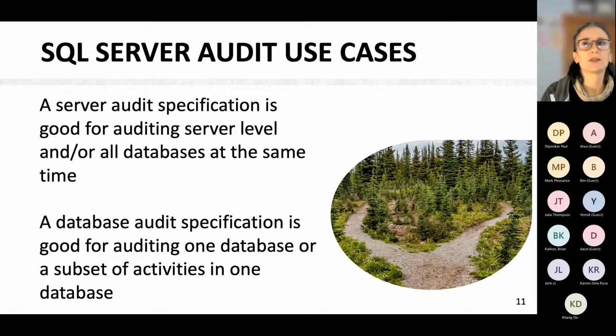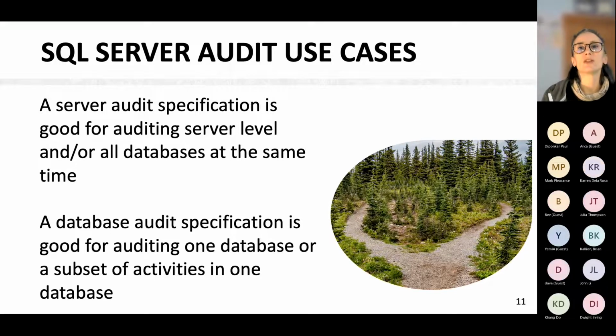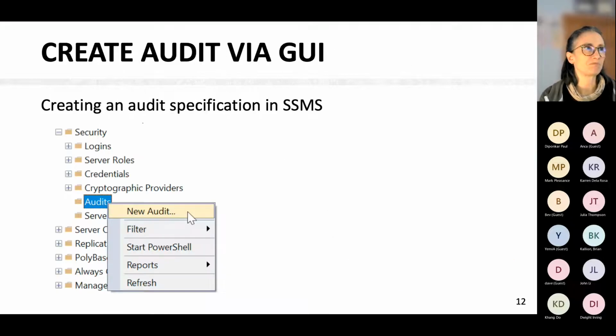The server audit is good for auditing, imagine that, at the server level, right? Server-level things like if you had a login, or, I don't know, a linked server, something at the server level. And you can also audit all the databases the same way. So if you added a user to a database, or you added a schema or something like that, then you could also do all the databases the same way with that. And then you have your database audit specification. Now that lives inside each database, and it's good for auditing just one database or a subset of activities. We'll go through some examples of each of these in more detail.